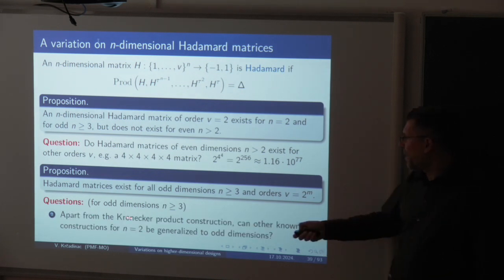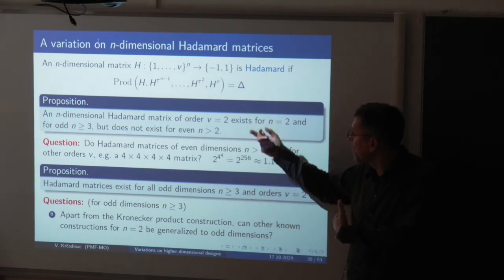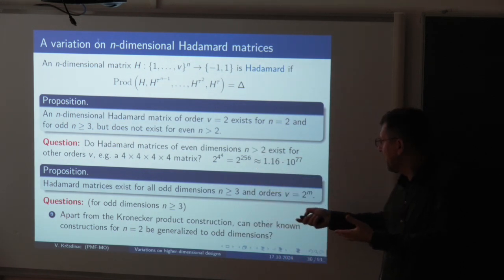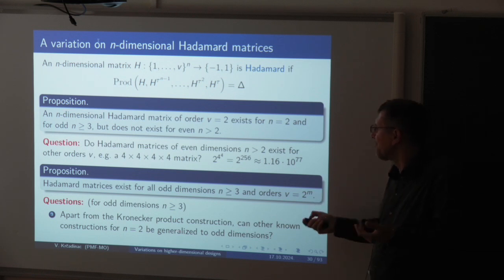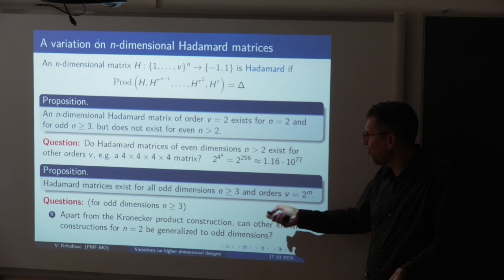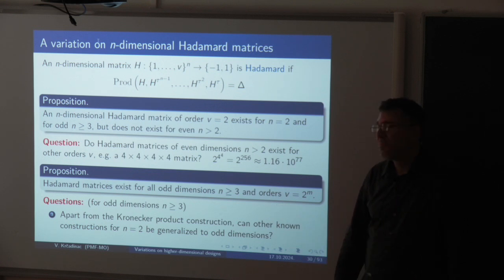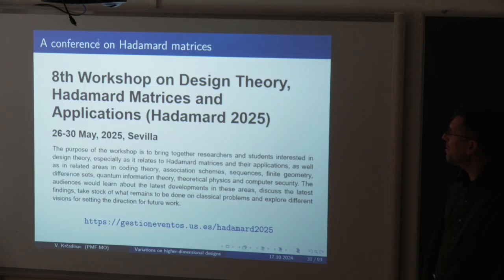One construction that works nicely for this definition is the Kronecker product, but can you also do analogous constructions for other known constructions for Hadamard matrices? For example, is there a Paley type construction for these types of matrices? I don't know. These are all open questions. I haven't had much time to think about it because I've only learned about this definition recently. But I think they're probably good questions.